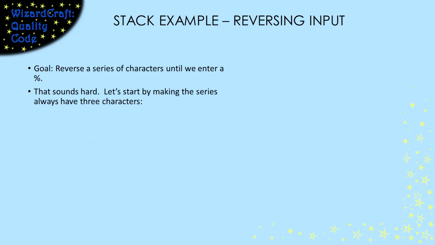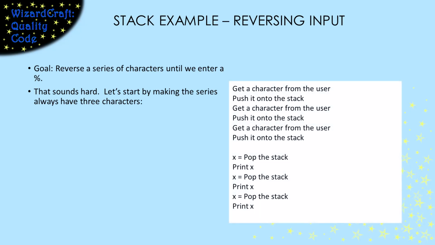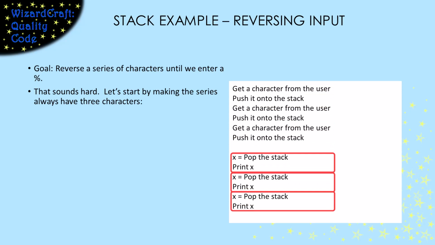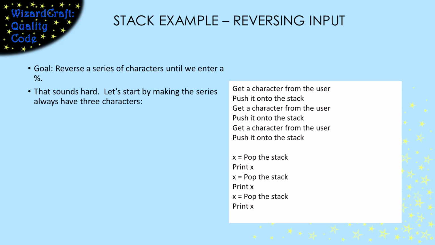As an example of using a stack, let's use one to reverse a series of characters until we enter a percent sign. That sounds hard. Let's start by just saying the user has to enter three things and then we'll output them backwards. Here's my pseudocode. 3 times we get a character from the user and push it onto the stack. And then 3 times we pop the stack and output what we get. Let's run that once to see what happens.